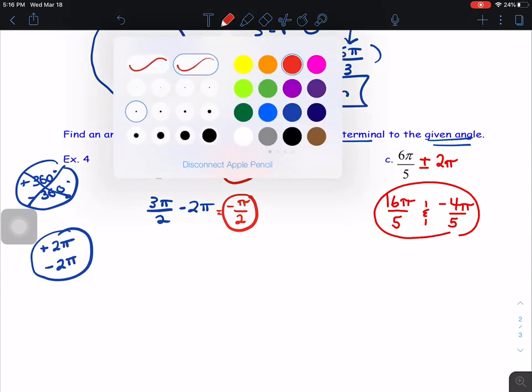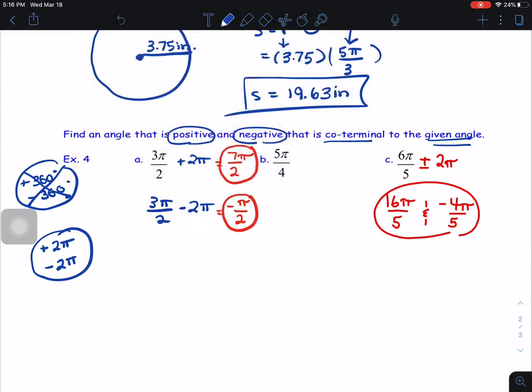Okay, so let's try this last one here. We are going to, again, just take our given angle, 5 pi over 4. We're going to add 2 pi to it, and then we're going to take it and we're going to subtract 2 pi from it. On the calculator, I'm only typing the numbers in.